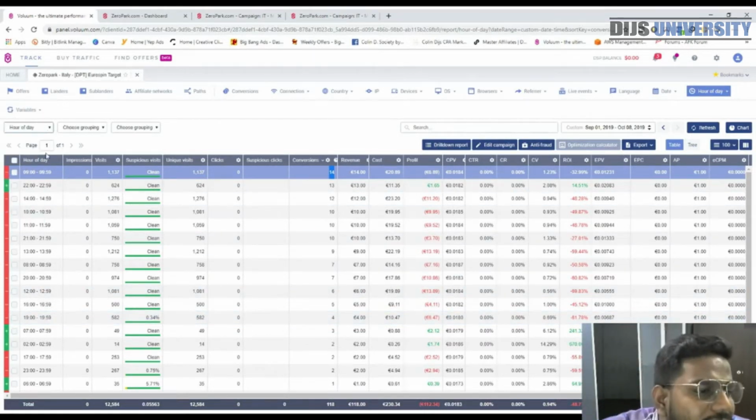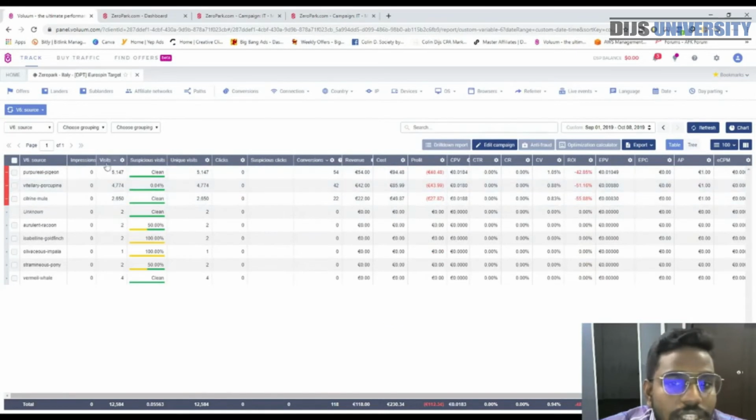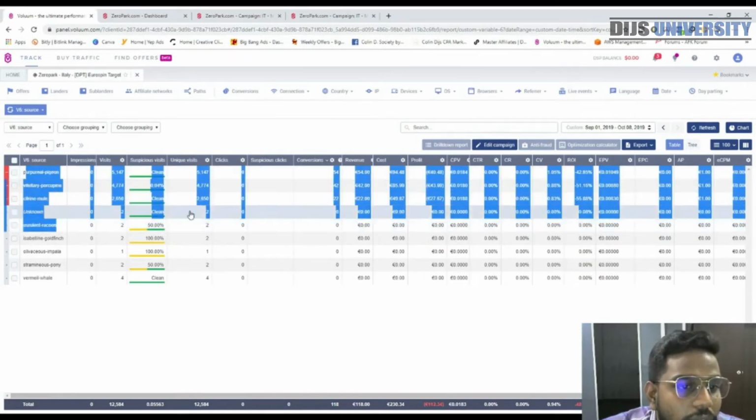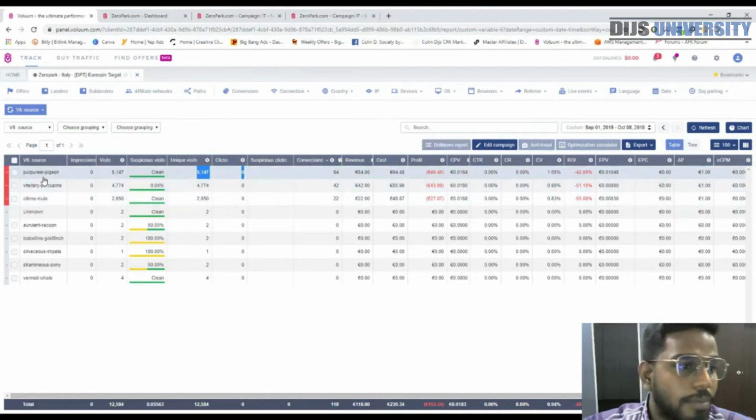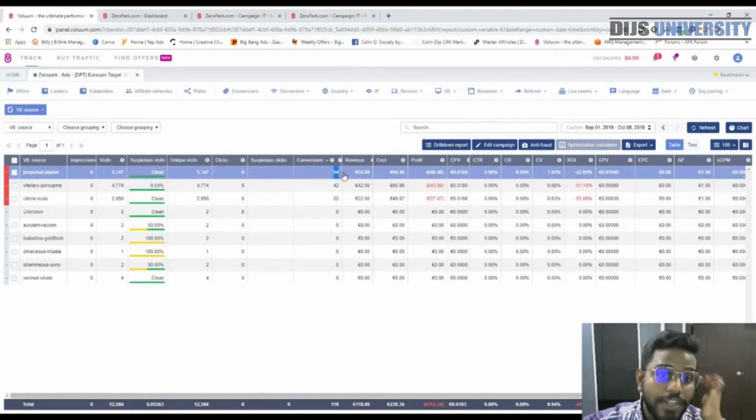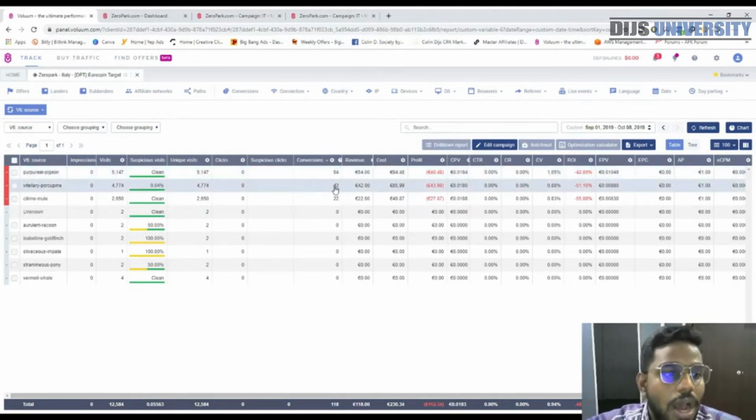So what else can you see over here? We can see the source type and the traffic type. These are the sources that we got it from. This was a good source, the purple ear pigeon, where we had 54 conversions. For this one we had 42 conversions.